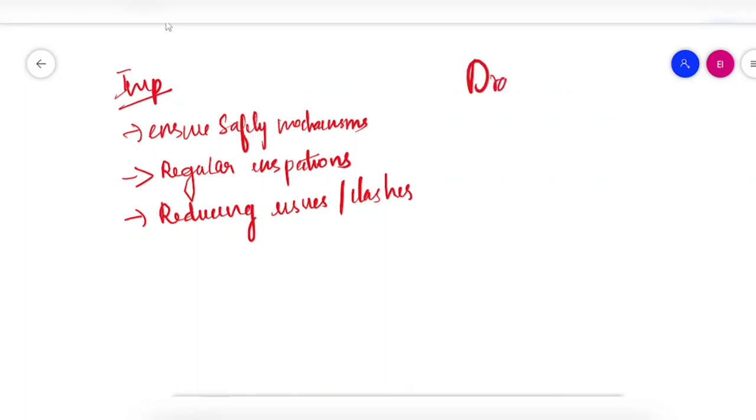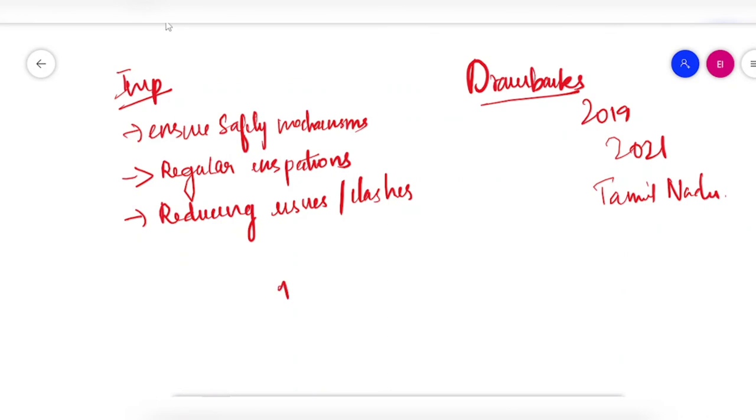But at the same time, there are some drawbacks. This bill was already passed by our Lok Sabha in 2019, but only in 2021, just a day before, was it passed by the Rajya Sabha. But that was also after a long debate, and many opposition parties, mainly Tamil Nadu, were opposing this bill. Why are these people opposing this bill?